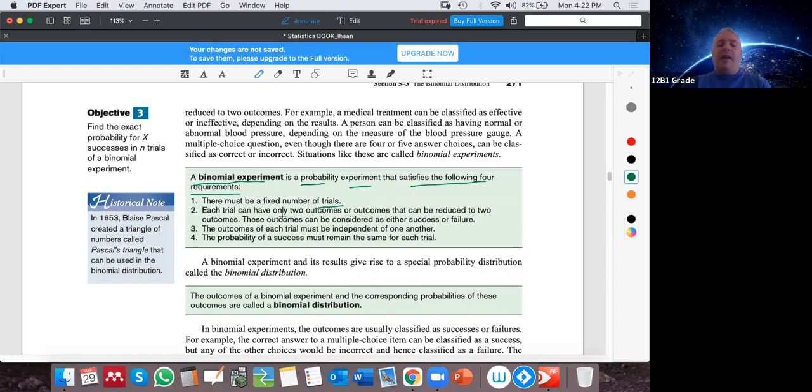Each trial can have only 2 outcomes, or outcomes that can be reduced to 2 outcomes. These outcomes can be considered as either success or failure. What does it mean? Flip a coin to see head or not to see head, to see tail or not to see tail. Roll a die to see number 1 or not to see number 1, to see number 6 or not to see number 6. For the exam results, AP Statistics, AP Calculus, AP Physics exam, to pass or not to pass.